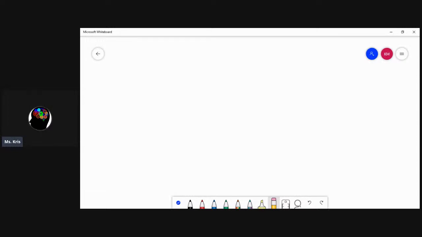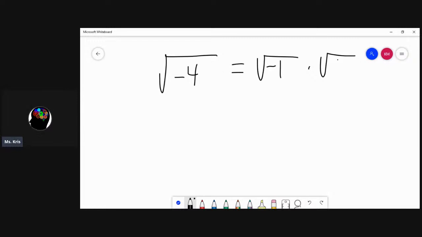Say for instance I want the square root of -4. Well, the square root of -4 can be broken down into the square root of -1 times the square root of 4. And of course, the square root of -1, that's i, times the square root of 4, that's 2. Therefore, the answer is 2i.